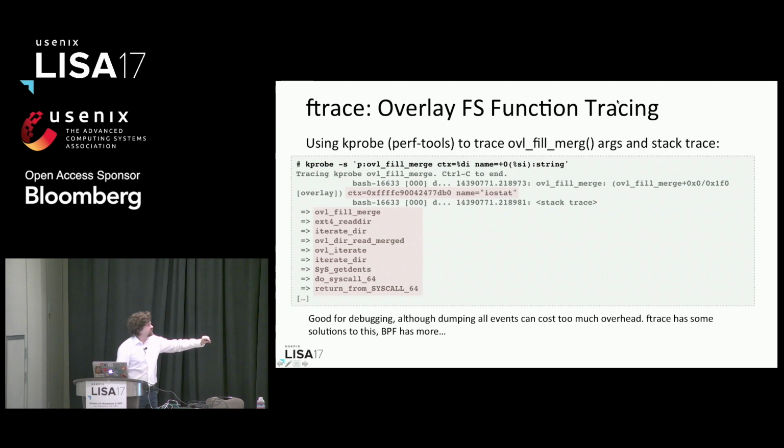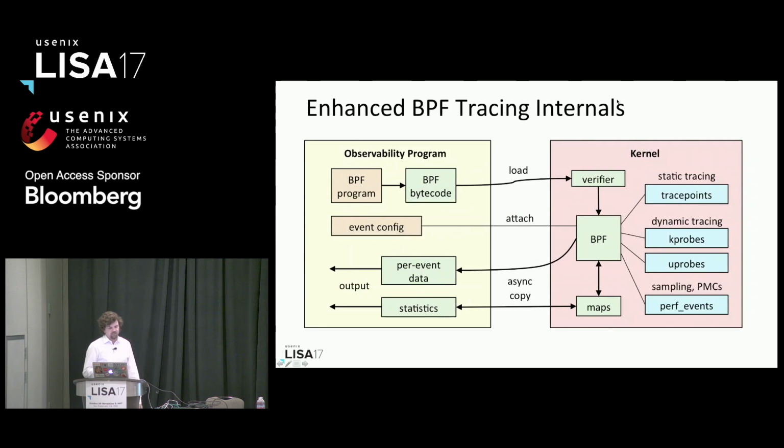I can run my kprobe tool. I can begin with an overlay fill merge and then print out details in the stack backtrace. So traditional tracing, that's just using ftrace, but we can use BPF as well. And BPF is great because it can do in-kernel aggregations and asynchronous copies of the data to user level, and that makes things much more efficient.